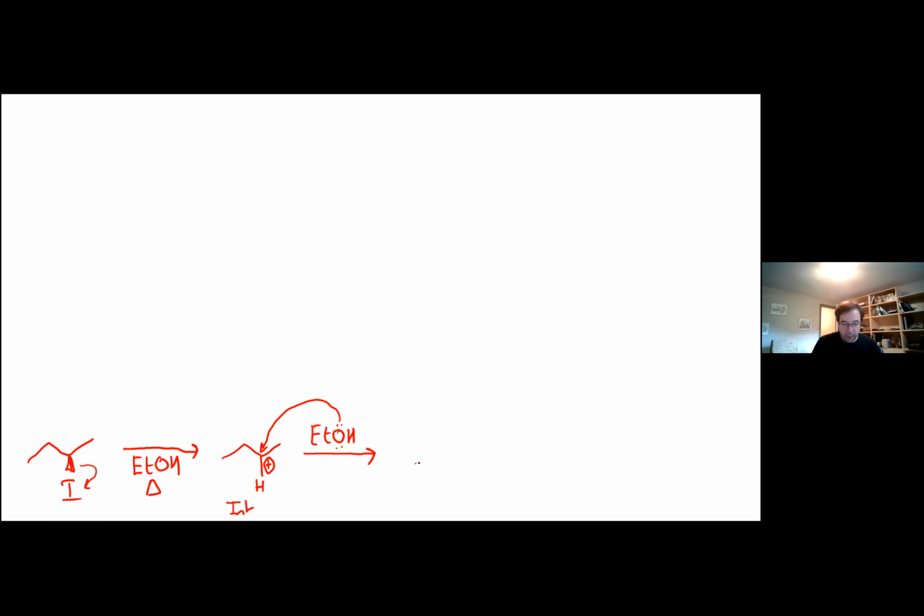So ethanol can be pointing up. Ethanol can be pointing down. It is a racemate, which means you have a 50-50 mixture of both enantiomers present because there is no preference to make one or the other.